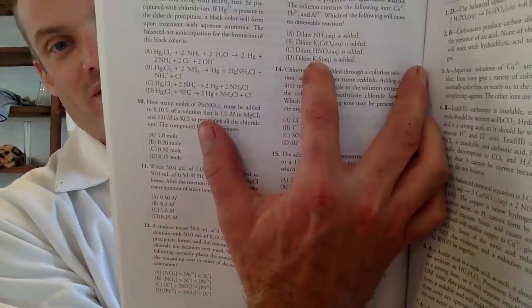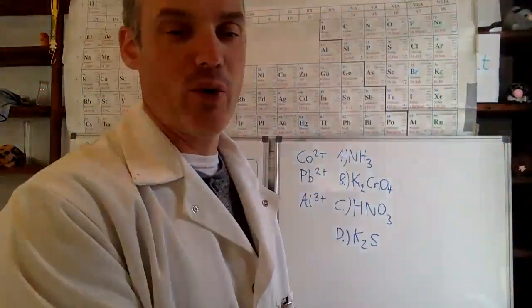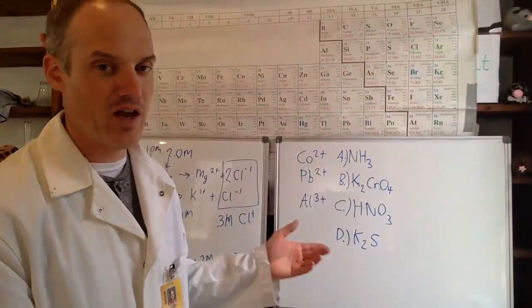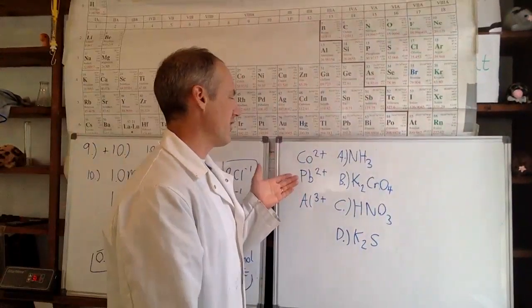So in combination with NH3, K2CrO4, HNO3, and K2S. Okay, so those are our options. And we're looking for no observable reactions. So let's see what potential reactions we may have with these ions.